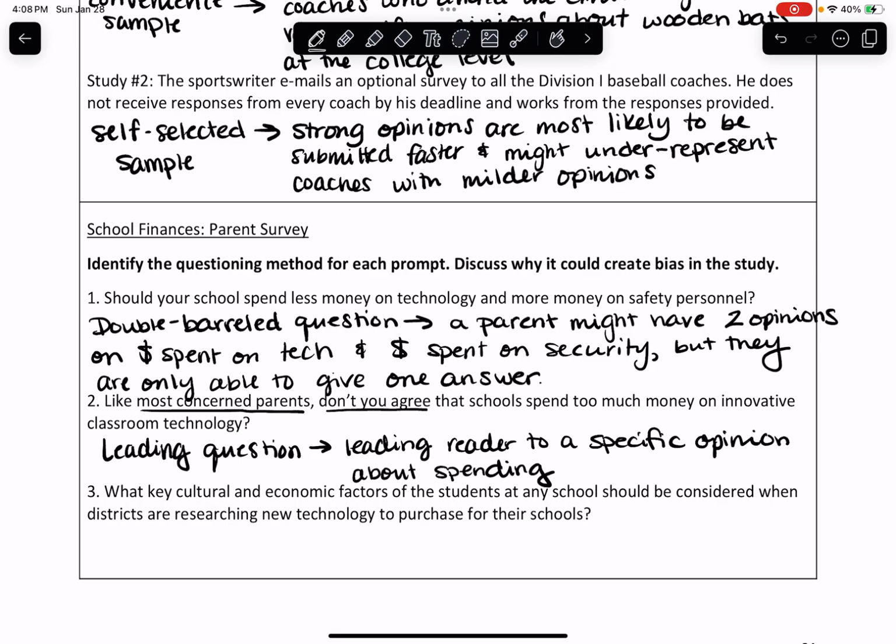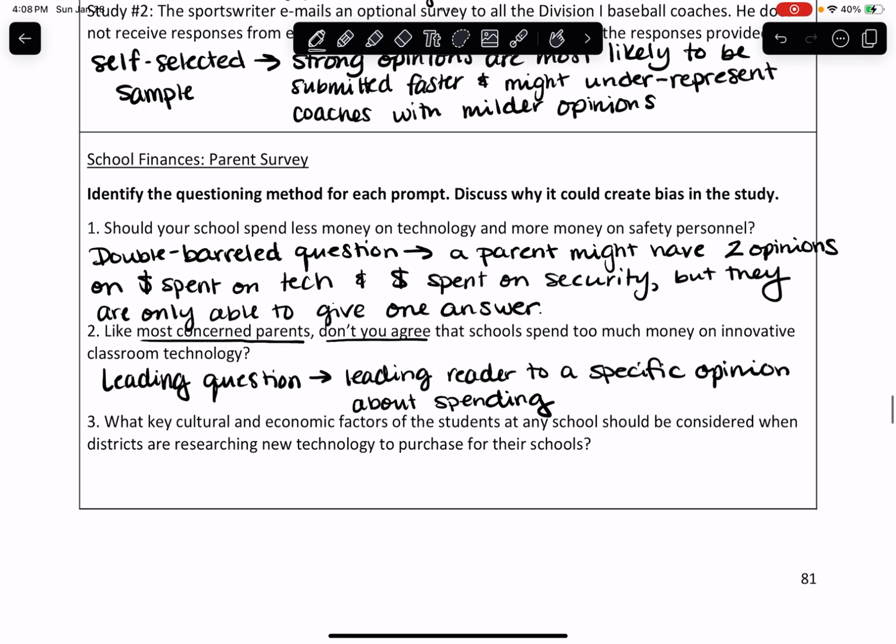And then finally, what key cultural and economic factors of the students at any school should be considered when districts are researching new technology to purchase for their schools? That is a loaded question. There is not a simple answer to this question, especially if we're talking about key cultural and economic factors. There is a long and complicated answer here.